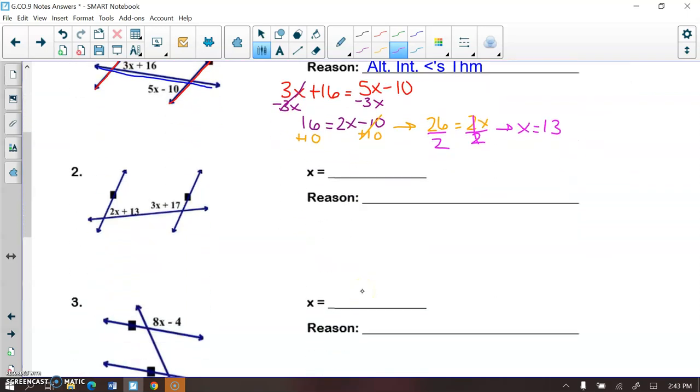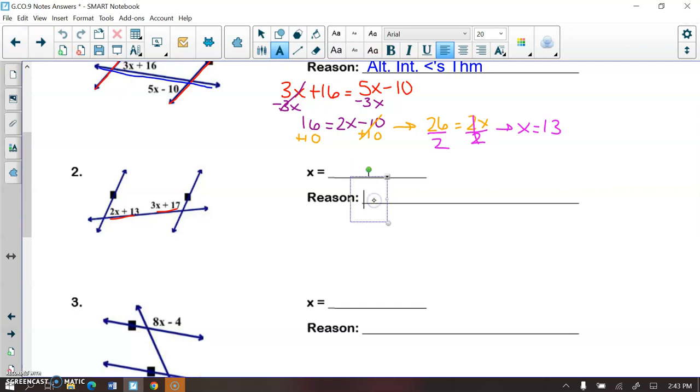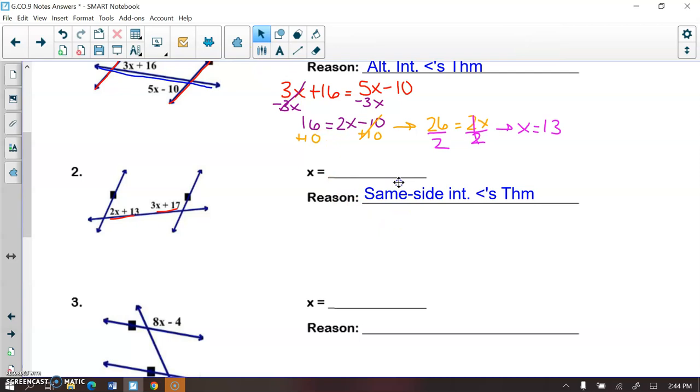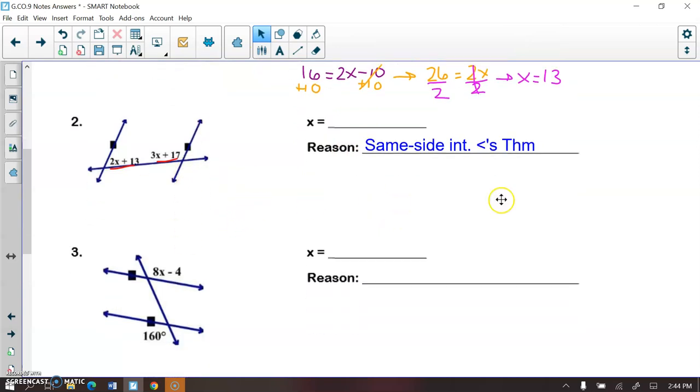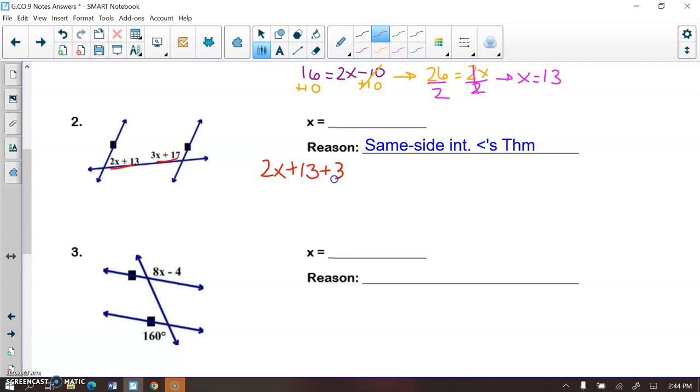All right, moving on. These are a pair of same side interior angles. So we are going to use the same side interior angles theorem, which states that if we have a pair of same side interior angles cut on two parallel lines, they are supplementary. So I'm going to add them together and set them equal to 180.